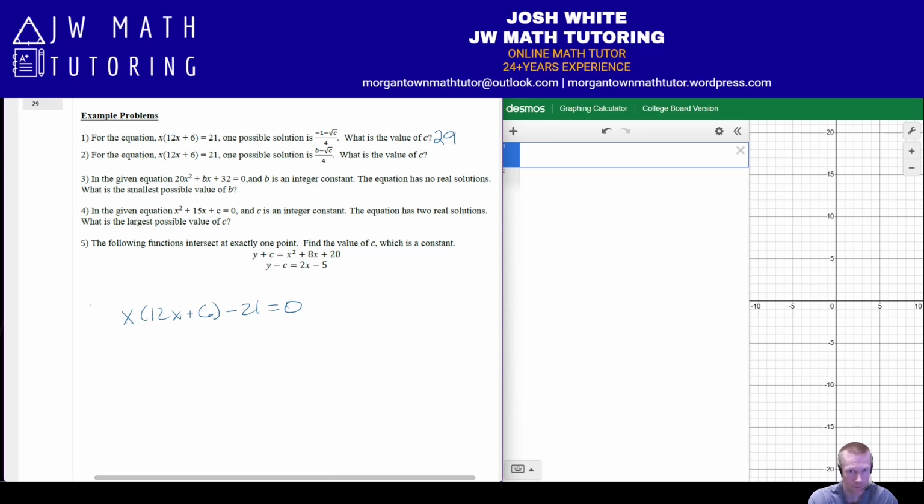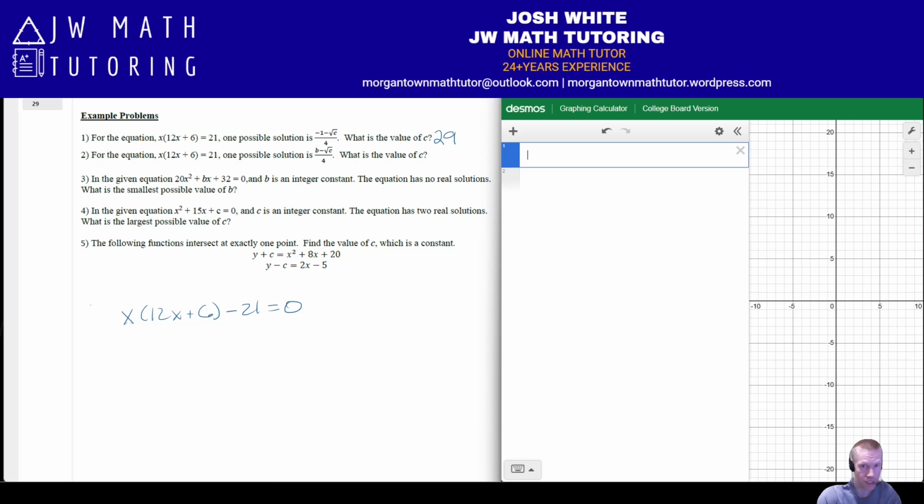Number 3. In this equation, b is an integer constant. The equation has no real solutions. What's the smallest possible value of b? I'm going to do the vertex method first. Everything is already equal to 0, so I don't need to rearrange anything. Also, since I'm doing regression, I need to use x1. So I'm going to take the quadratic equation and regress it to its vertex form. But again, the k here is going to be 0.